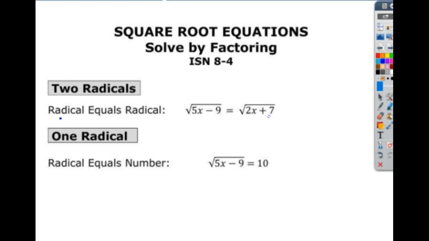If you have one radical sign, what do you do? You still square both sides. And the square and the square root cancels out the radical sign.